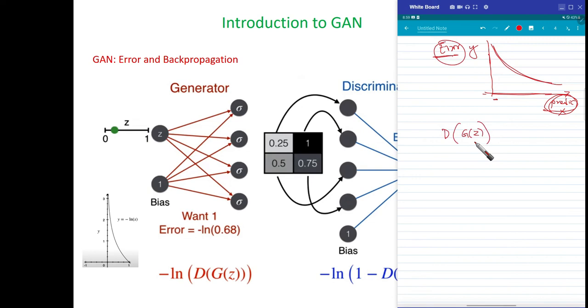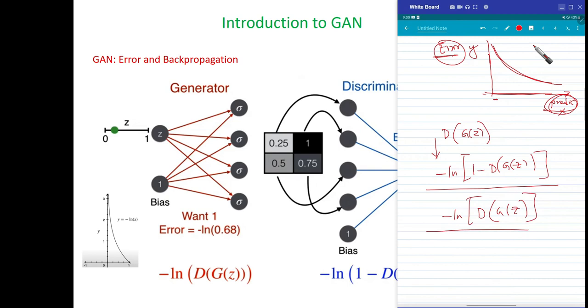So what is the error function for the discriminator then? The error function for the discriminator is minus ln(1 minus D of G of Z), like this one, right? So we can think in this pattern. This is the error function of the discriminator. And what is the error function for the generator? The error function for the generator is minus ln D of G of Z. So it looks like just the opposite of how they consider their error function.